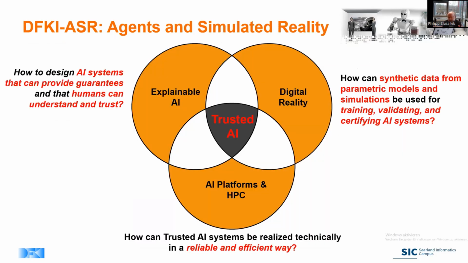One of the key areas that we are pushing into is what we call trusted AI. And I'll talk more about this. So the idea is, how can we provide guarantees for AI systems, right? And my group here at DFKI is contributing to that topic through three main areas.